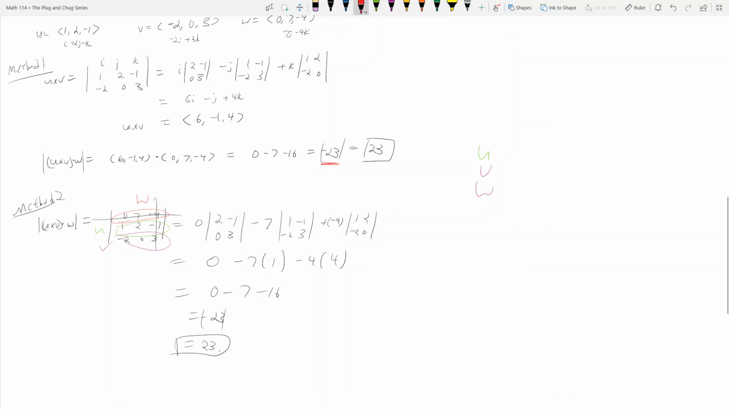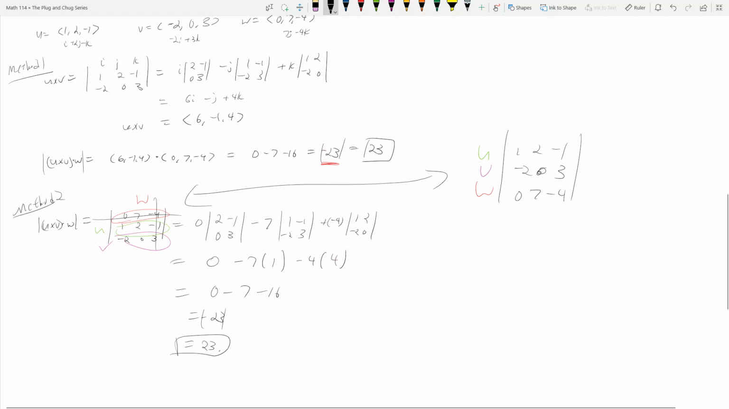So you could have done something like 1, 2, -1, v is -2, 0, 3, and then w is 0, 7, -4. It doesn't matter. You would have gotten the exact same answer as you did here. So you can throw these three vectors in any order you want into a matrix. Take the determinant, take the absolute value. You'll get positive 23. Okay, so that's the quick way to do it.